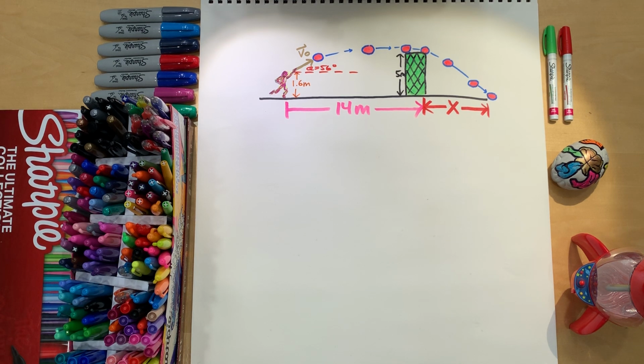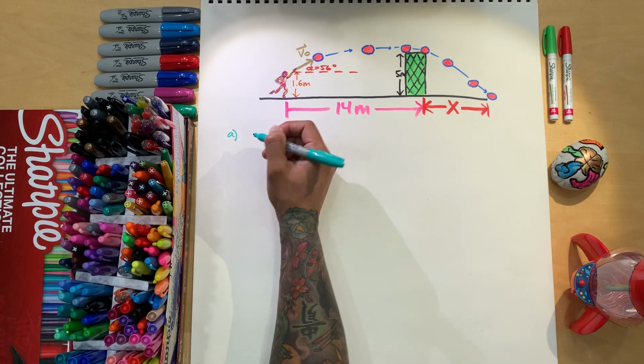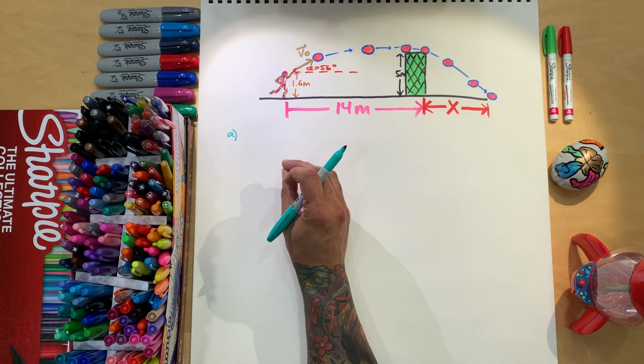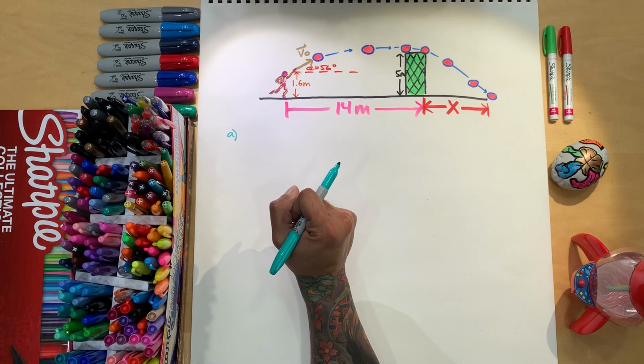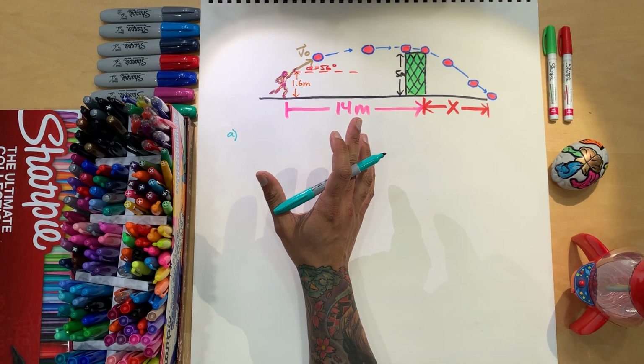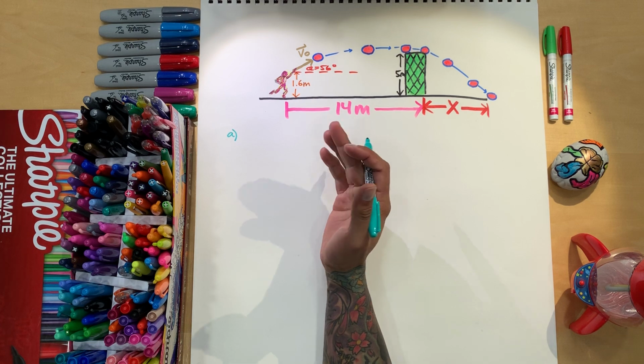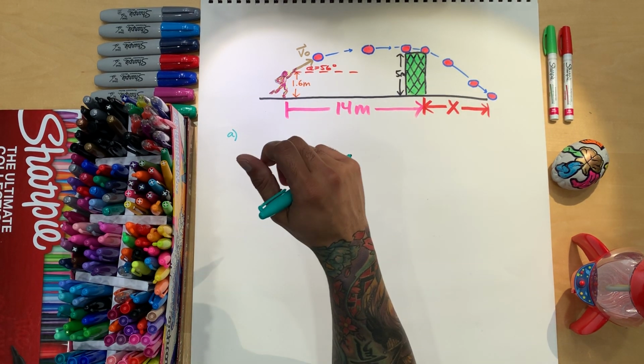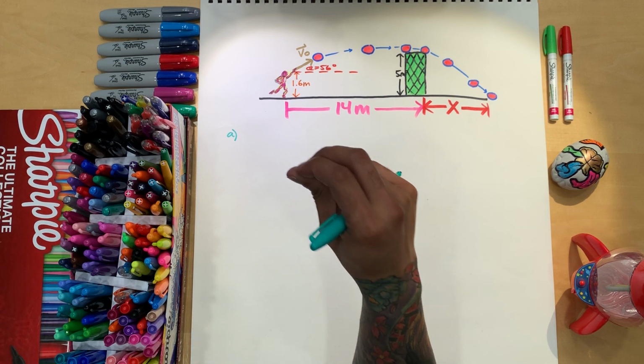Our first question is, I'm not gonna write it out, but what is the minimum initial speed that the ball must have as it leaves your hand in order to clear the top of the fence? Okay, so it says what minimum initial speed.